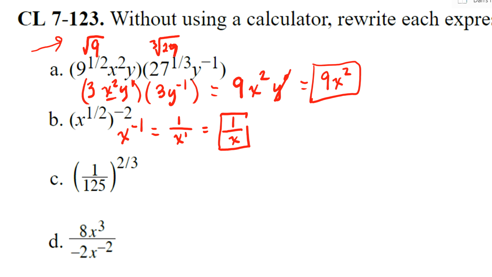Okay. C is a bit difficult now. If we can turn this into our root first, I think that's the best way to go. And that's what I want to see. So turn it into your root first. And the 3 goes on the outside of the root, the radical. So it's a cube root of 1 over 125. And then we can actually raise that up to the second power.